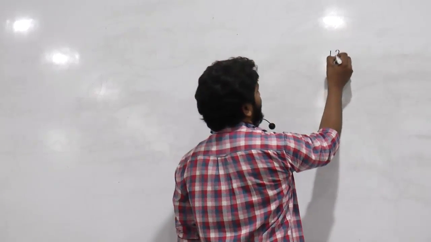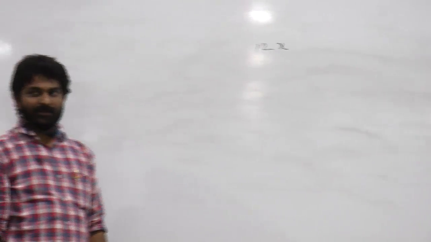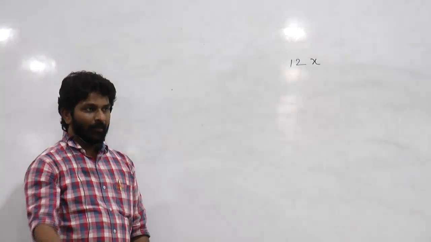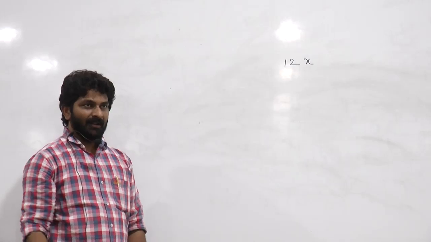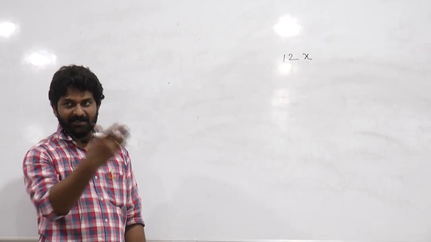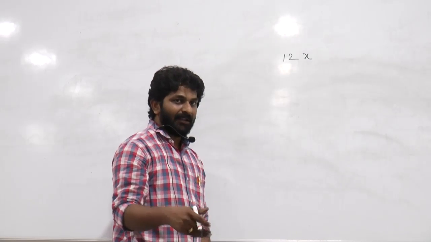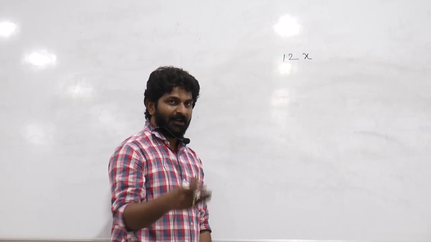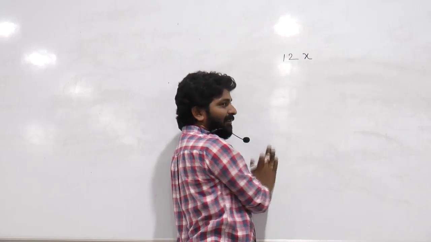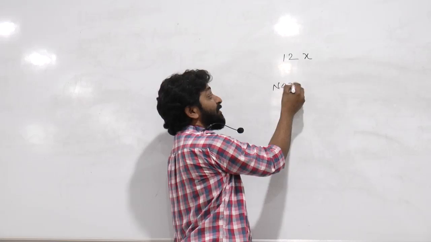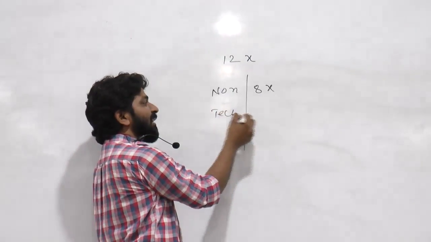Now let me take 12x people. Why start with 12x? Because we have fractions. When fractions are there, take the LCM of denominators and then start with that number. In one part we are saying 2/3 and in the other part we are saying 1/4. Denominators are 3 and 4, LCM is 12. So out of 12x people, non-technicians are 2/3, so that is 8x, and technicians are 4x.